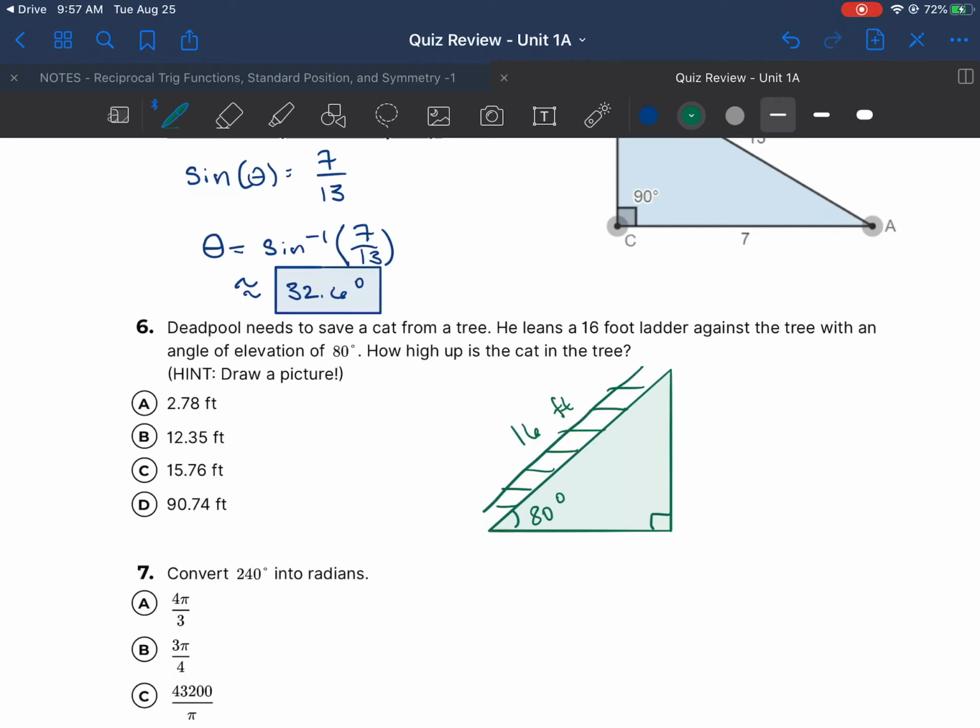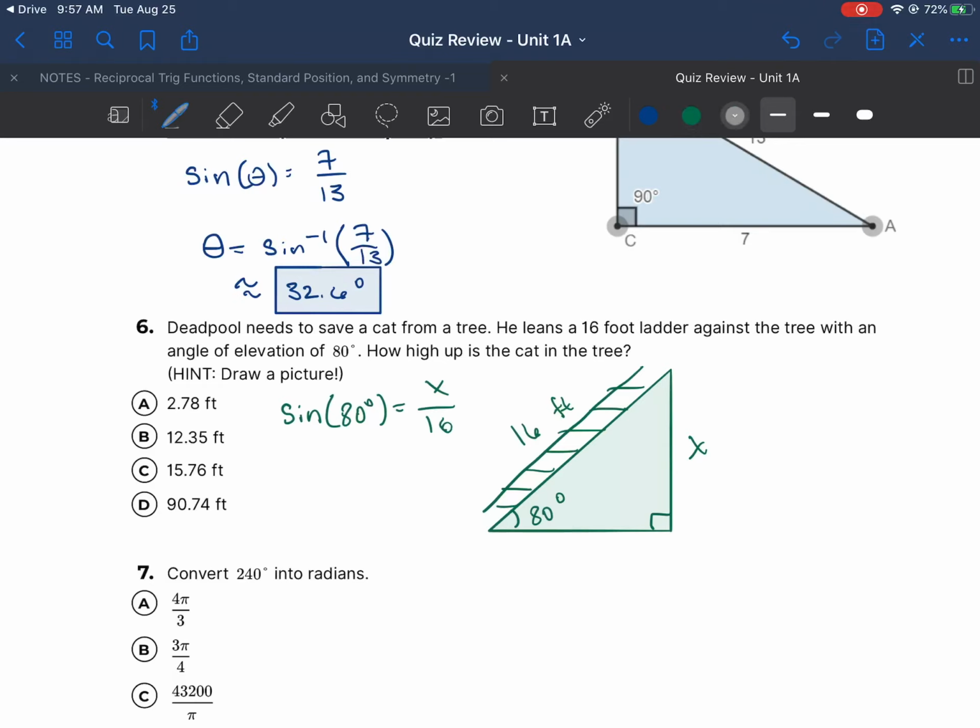And we want to find the height, or how high up the cat is in the tree. I'm going to go ahead and label that x. So relative to the 80 degrees, we have the opposite leg x, and we have the hypotenuse 16. Opposite and hypotenuse indicates that we should use the sine. So the sine of 80 degrees is equal to the opposite leg x divided by 16.